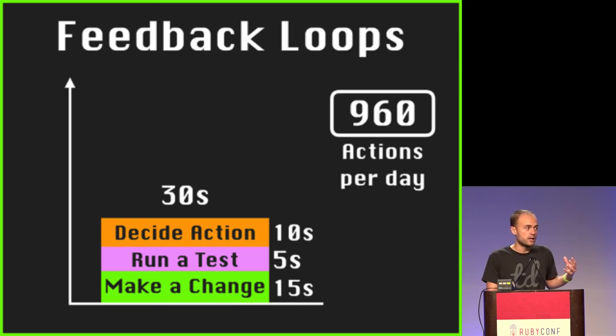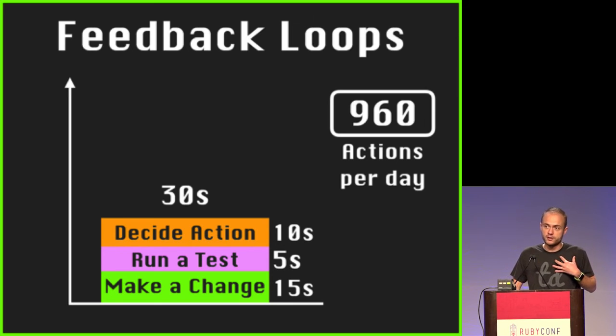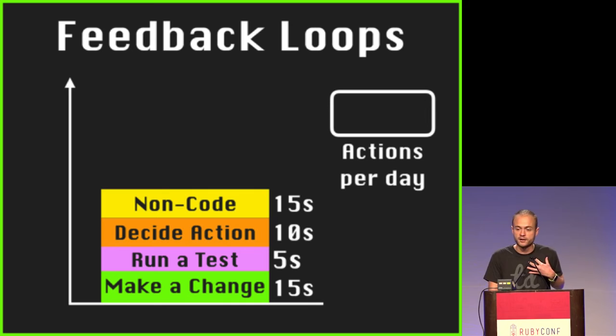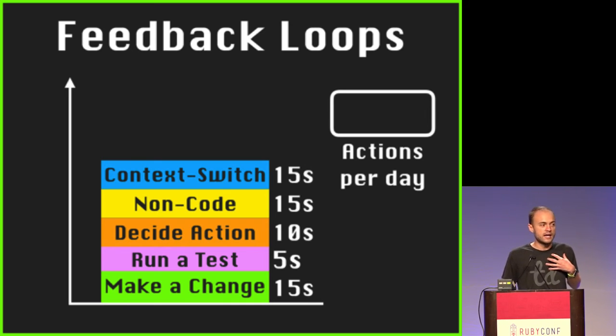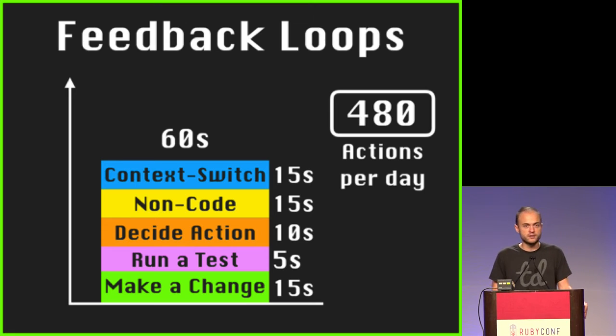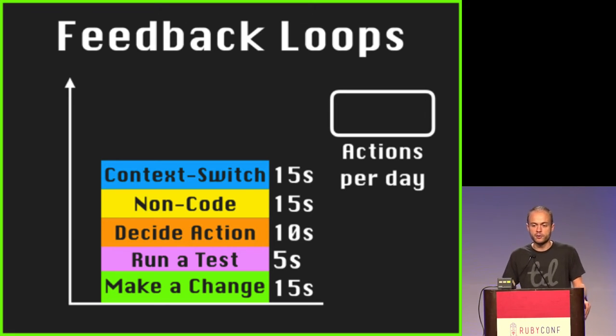If you're like me and you have some non-coding responsibilities, though, you probably have some additional overhead. The non-code time might take some time, context switching, and in a 60-second feedback loop, which obviously ties back to 480, that would allow for 2 hours of non-code time in an 8-hour workday.